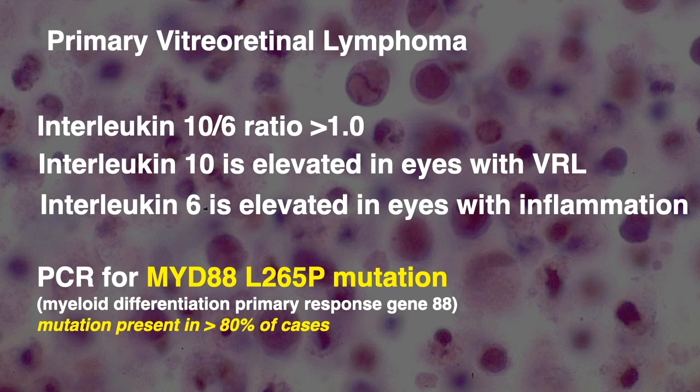Flow cytometry of vitreous fluid may be unsatisfactory due to extensive necrosis. An interleukin 10 versus interleukin 6 ratio greater than 1 helps to confirm the diagnosis. PCR can also be used to detect the L265P mutation in the MYD88 gene. This mutation is present in 80% of cases.